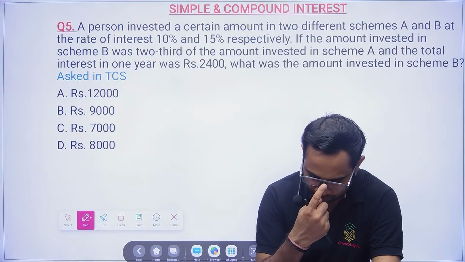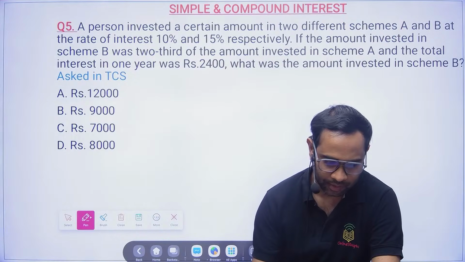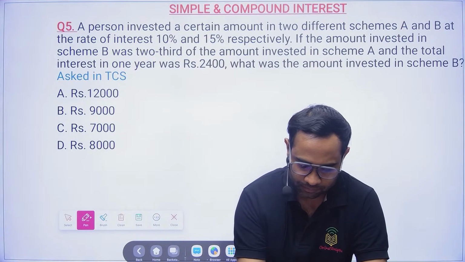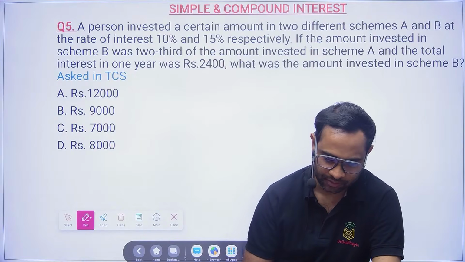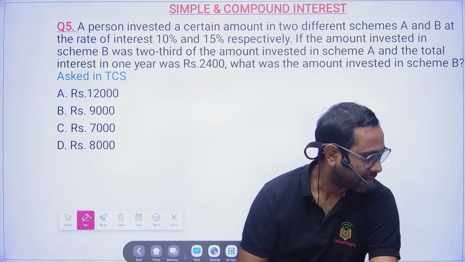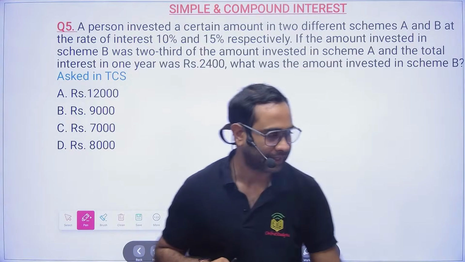Okay, so A 8, 12, option D, 8000. Okay, so let's see how many of you have actually solved it correctly.